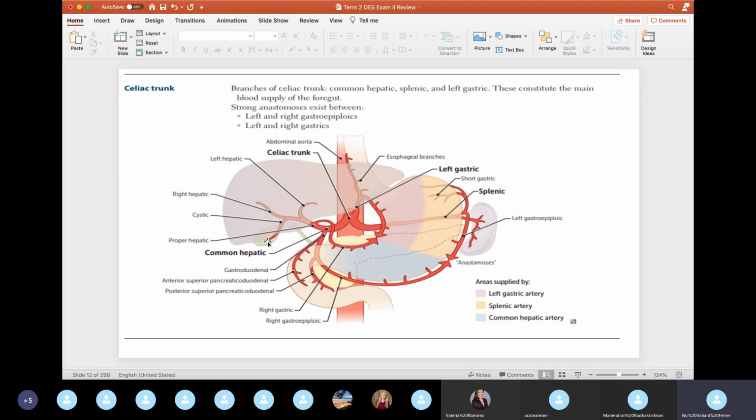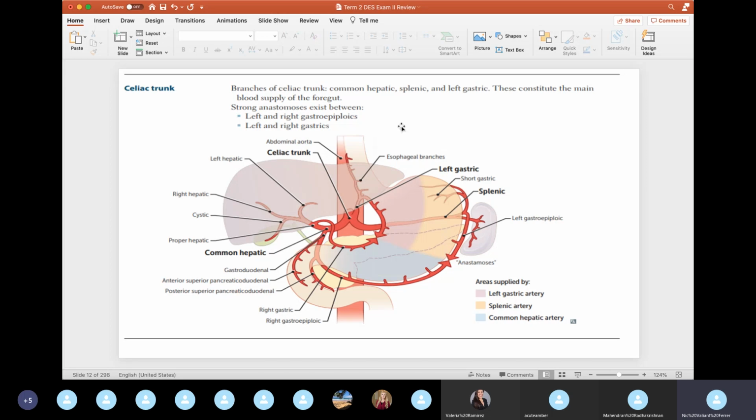Okay, and your proper hepatic is for the liver. There's another branch from the common hepatic. You have the gastroduodenal artery. The gastroduodenal artery has different branches. You can have the right gastroepiploic, which anastomoses with your left gastroepiploic coming off from the splenic artery. You can also have the pancreaticoduodenal arteries here. So what's the high yield point here?